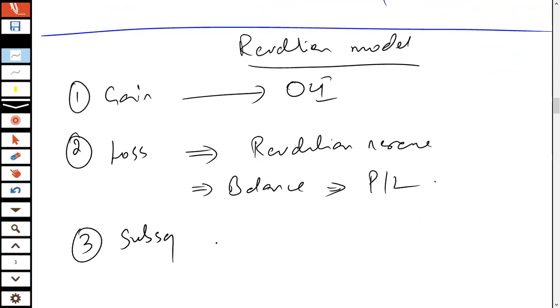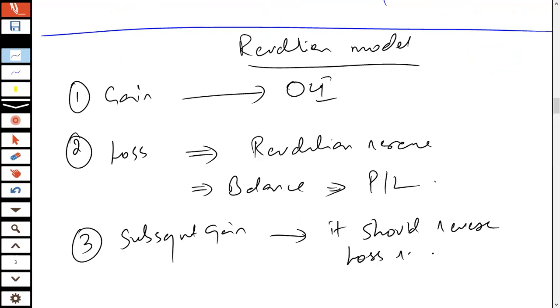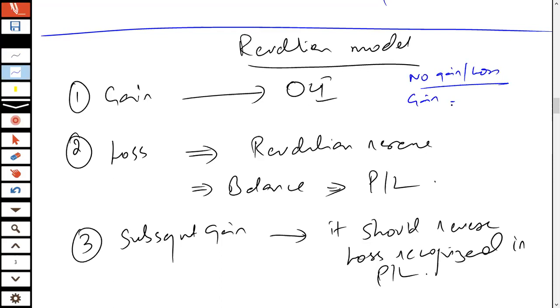In case there is a subsequent gain, first of all it should reverse the loss recognized in P&L. So assume that you had an asset on which no gain and no loss existed. If there is a gain, it would directly go into other comprehensive income. In case there is an asset on which a loss arises, first of all this loss would be allocated to the revaluation reserve and any balance amount would be allocated to the profit and loss account.